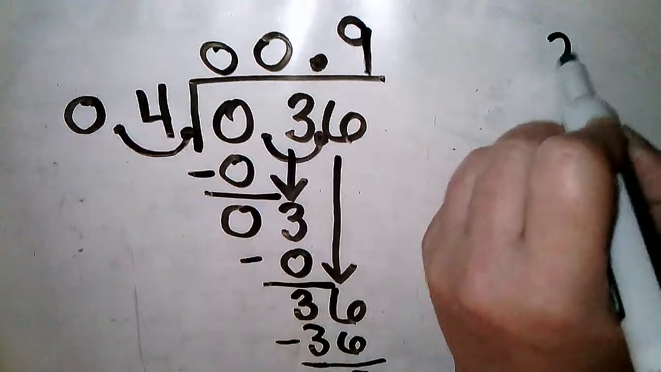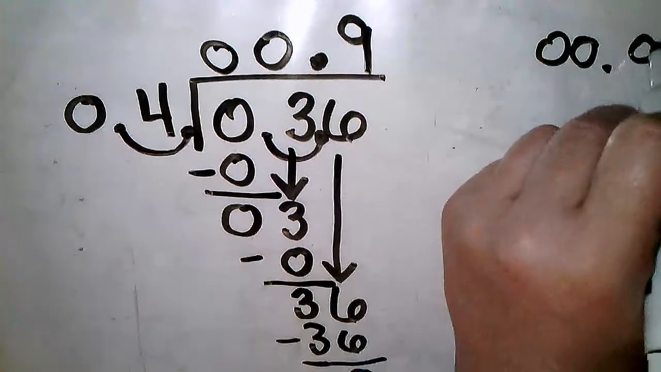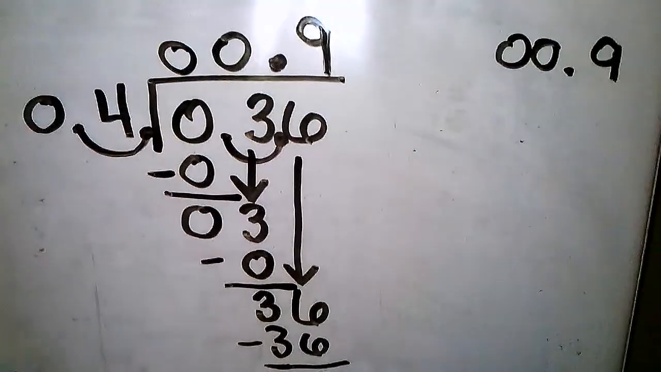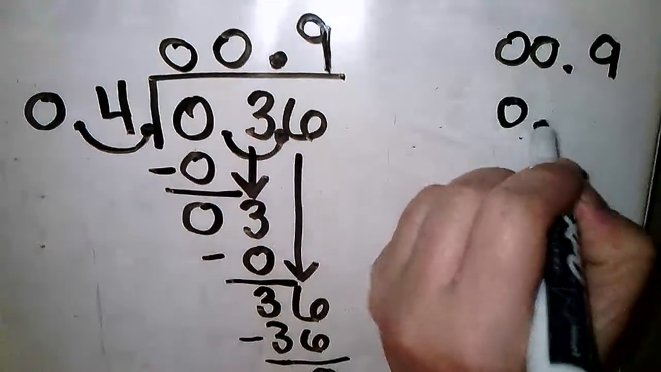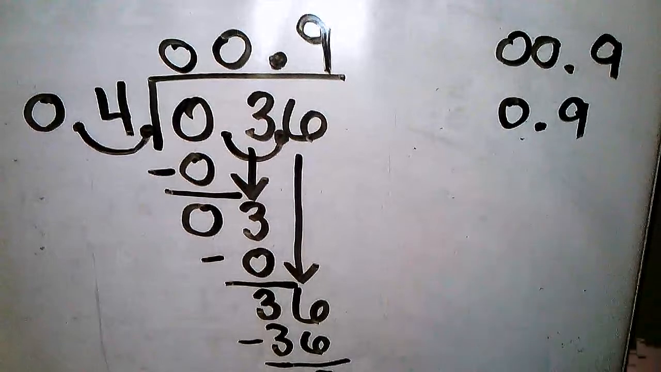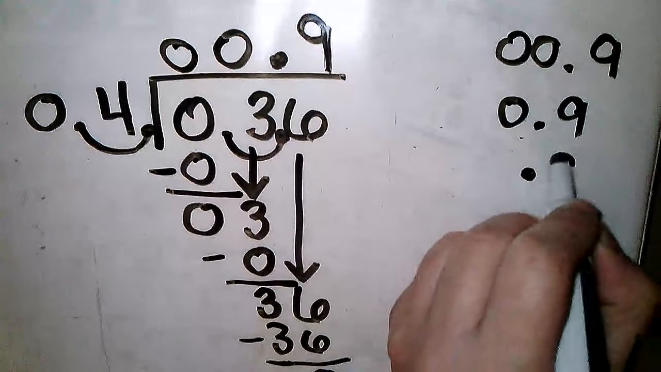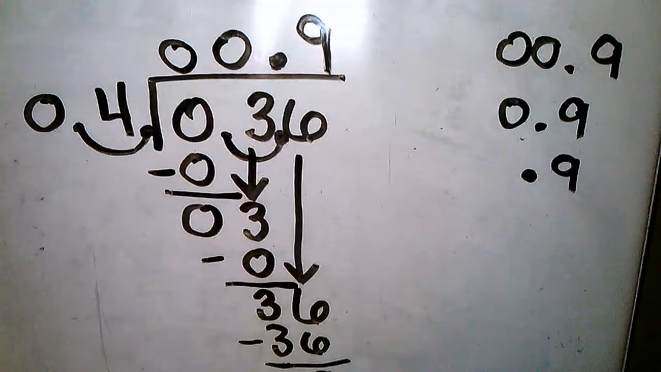And again, it can be written like this, 9 tenths. You can leave off the first 0. Still 9 tenths. You can leave the 0 off altogether, and it's still 9 tenths. I don't have to move the decimal because I've already taken care of that before I started.